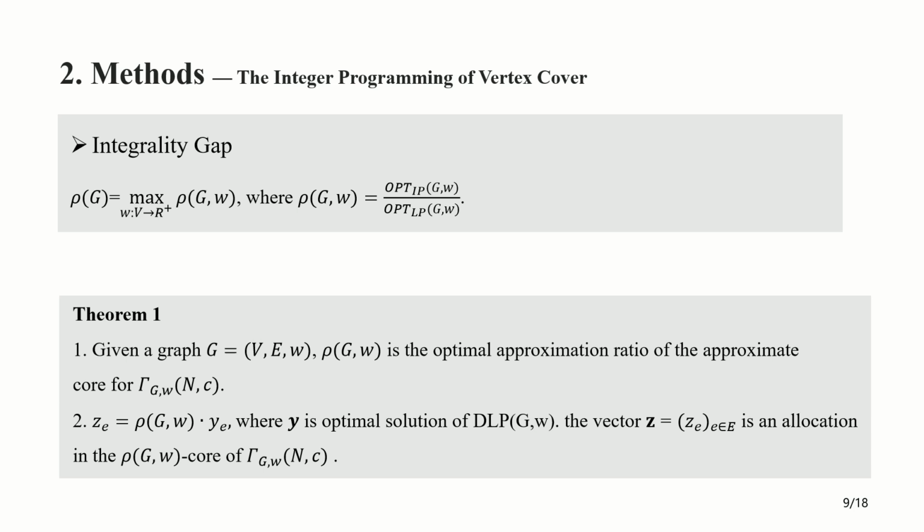However, the allocation we construct in Theorem 1 cannot be obtained in polynomial time, because solving the minimum vertex cover problem is NP-hard. Therefore, we continue our work with the goal of designing an algorithm that outputs an allocation in the approximate core in polynomial time.